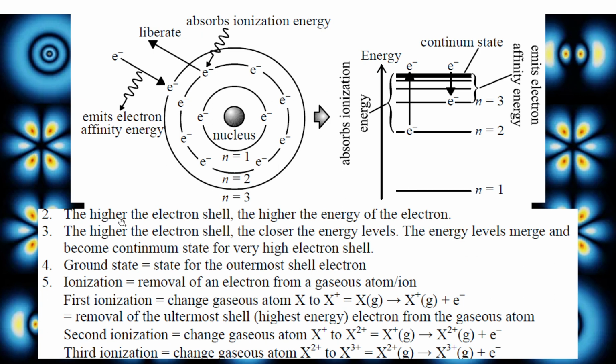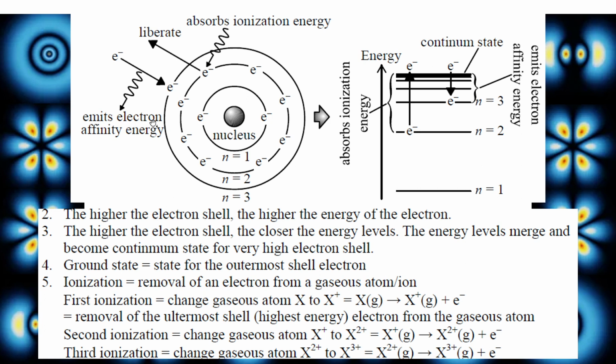And then we say that the higher the energy shell, the farther away from the nucleus, the higher the energy of the electron. The higher the electron shell, the closer the energy levels, because this has to fit the emission spectrum, right? The first gap is big and then smaller and smaller. And then the ground state is the state for the lowest shell electron in the atom. This is the ground state.